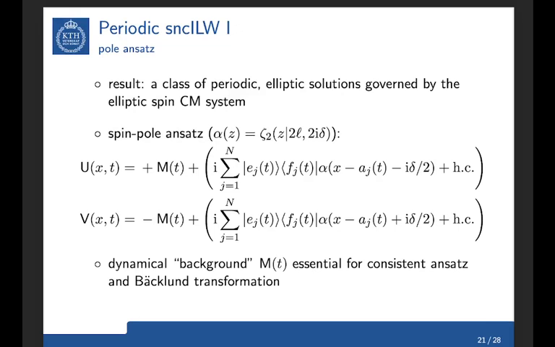And the necessity of the M could actually be traced back to the fact that the Bäcklund transformation for the elliptic spin CM system, which is not known before, this is a result of our work, requires this M in order to mediate the transformation between solutions of two distinct spin CM systems.